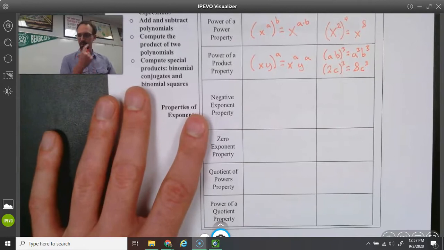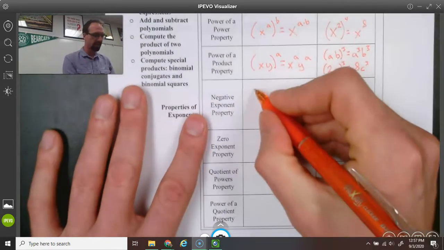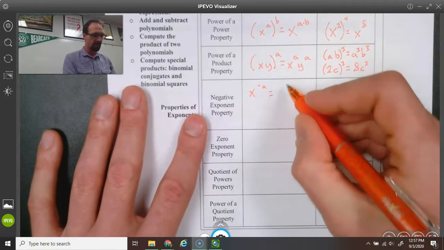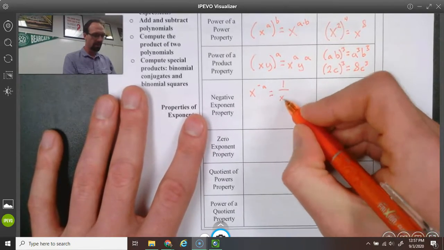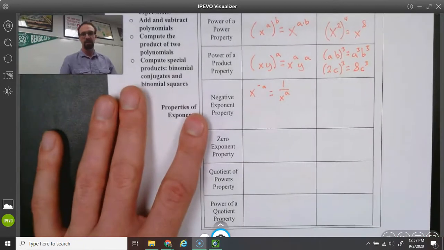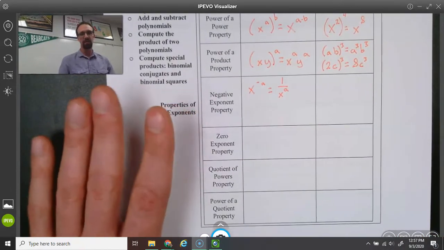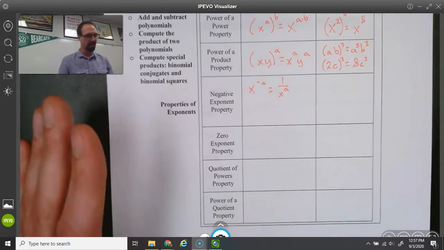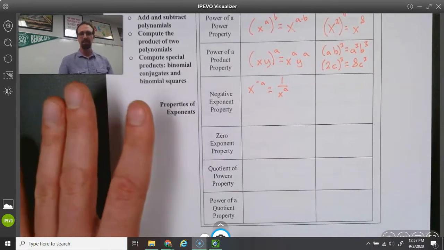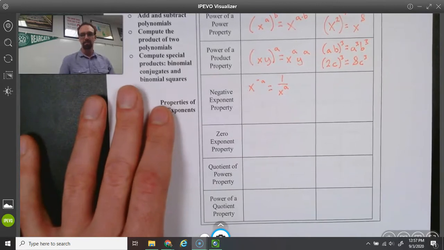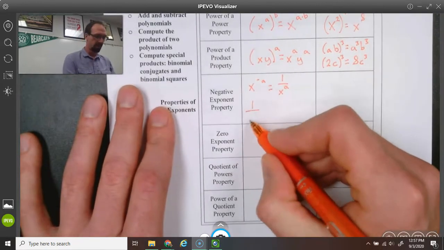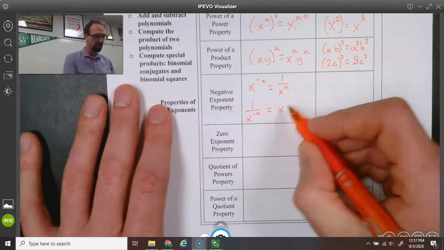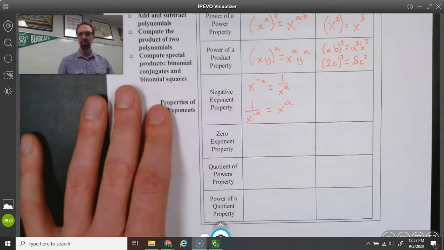The negative exponent property means that we take the reciprocal of the value. So I have x to the negative a power. That's going to give me 1 over x to the a. Now, a lot of students see negative exponent and think it always moves to the denominator. Do not fall in that trap. It's the reciprocal property. Because it's reciprocal, if it's already in the denominator, then it's going to move to the numerator. And you end up with a situation like that.